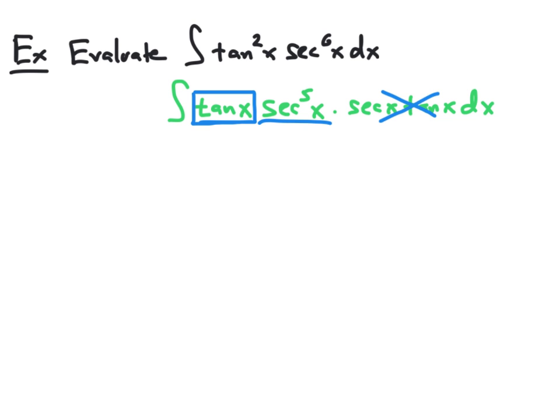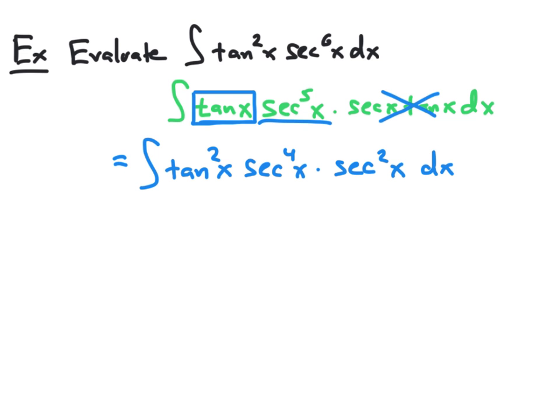So instead, let's try to isolate a secant squared. If we try to isolate a secant squared, what's left is the integral of tangent squared of x, secant to the fourth of x times secant squared of x. And because we have secant squared of x as our isolated term, we want that to be du when we ultimately do our substitution. And so that tells us that eventually we're going to want to use u equals tangent of x as our substitution.